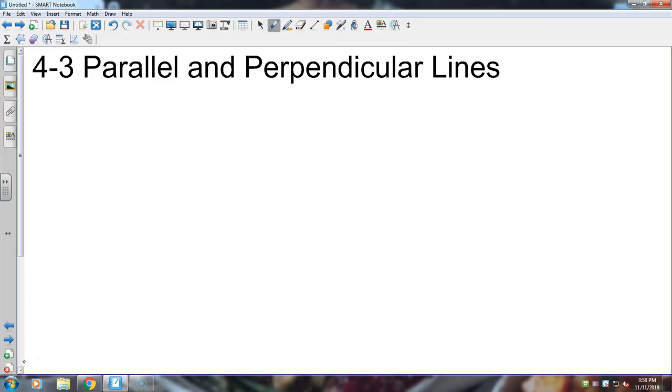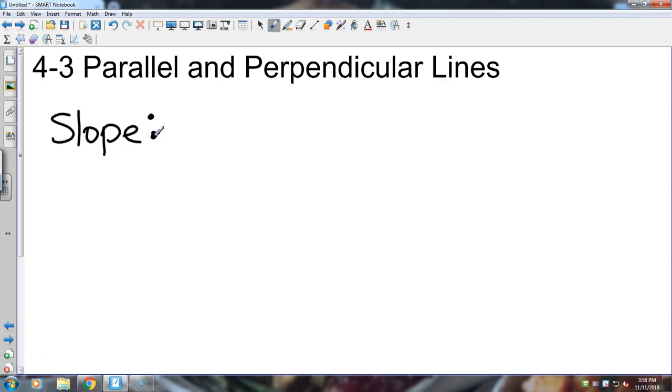Here we go. Algebra, Chapter 4, Section 3. Writing equations of parallel and perpendicular lines. One of the keys to this lesson is understanding slope. Okay, understanding that rise over run.